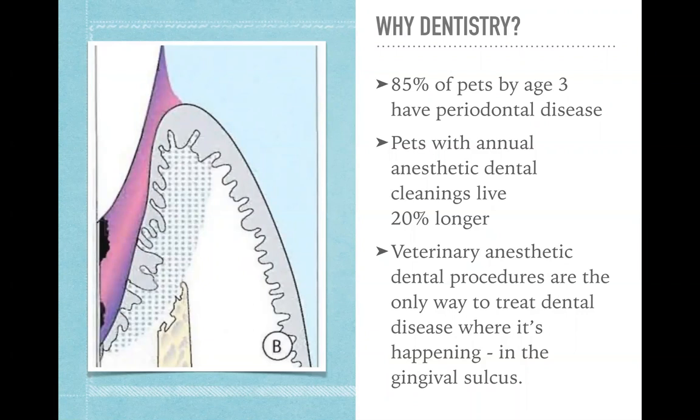So the problem is happening in the space between the gum and the tooth, that purple area you see on your left, and that's called the gingival sulcus. And the only thing that gets in there are veterinary anesthetic dental procedures that thoroughly clean that area out.